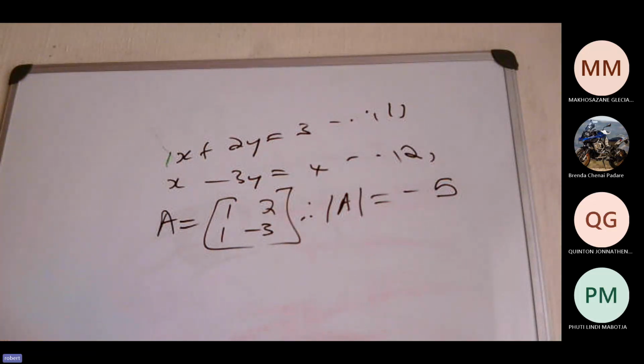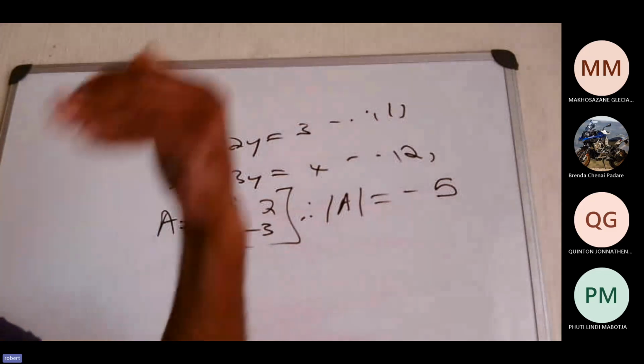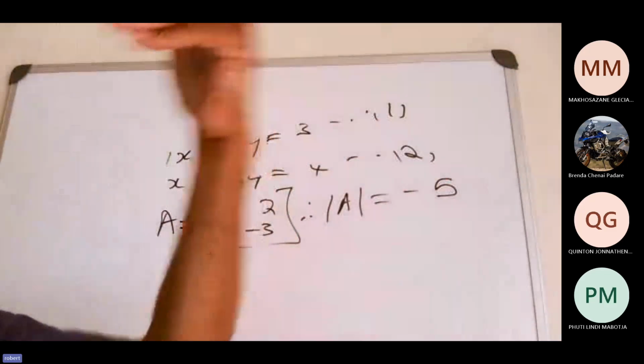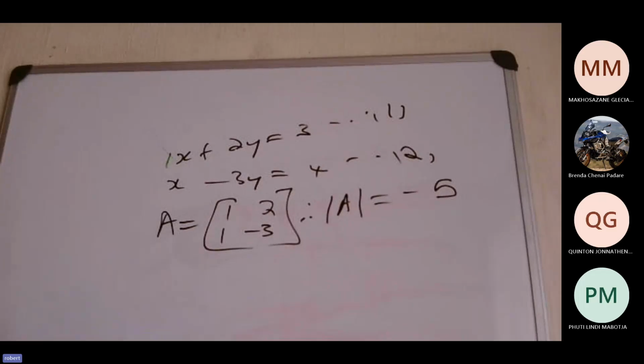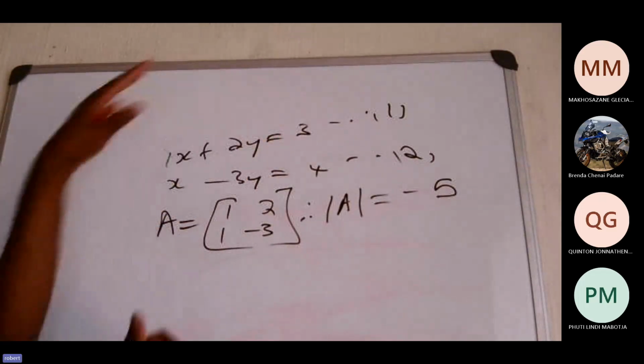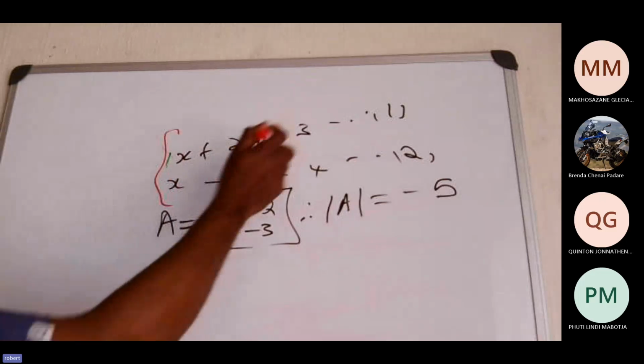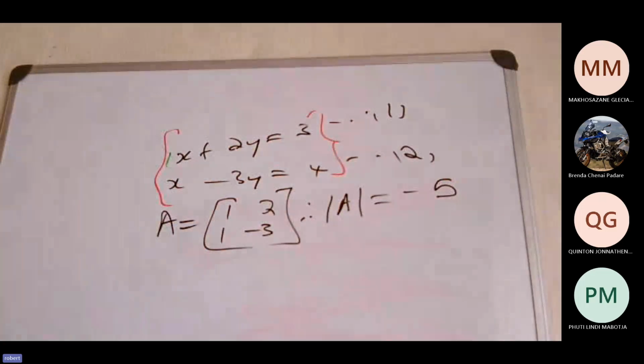Therefore, it has a solution. Now, how to find the solution using matrices? Generally, if you look at this linear system, you can write it in matrix form. You can write it in matrix form. But what is happening now?